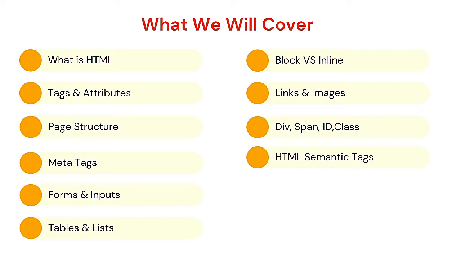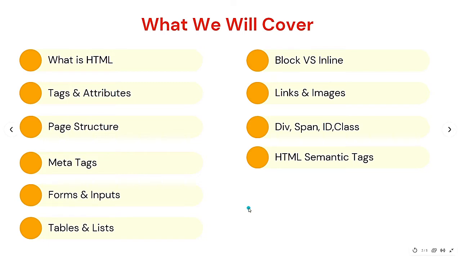Next we have tables and lists. We will learn how we can create tables, and we will learn about lists. There are multiple lists, like the unordered list and the ordered list, and that's what we can learn in this section. Next, we have block versus inline. There are some elements or tags which are block and some which are inline, so we will learn about that.